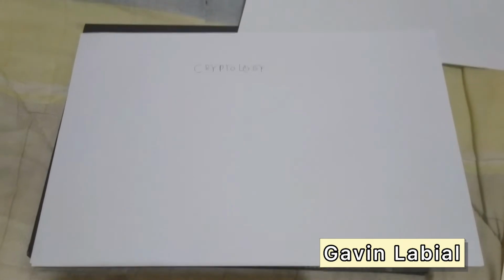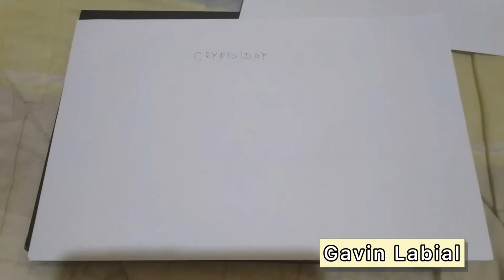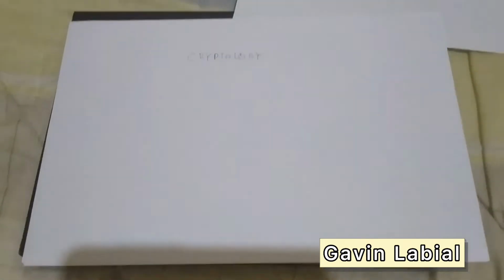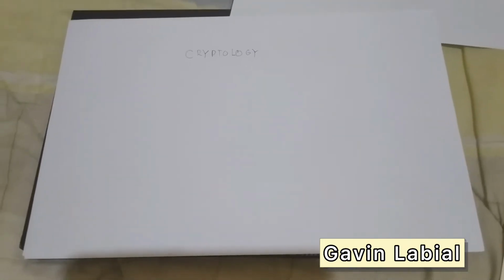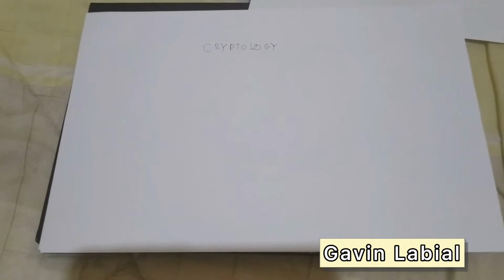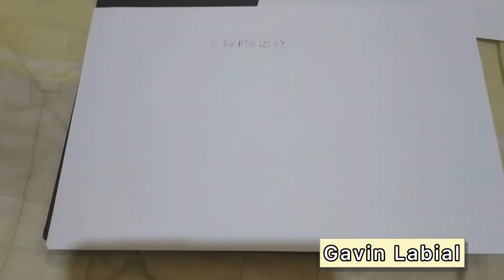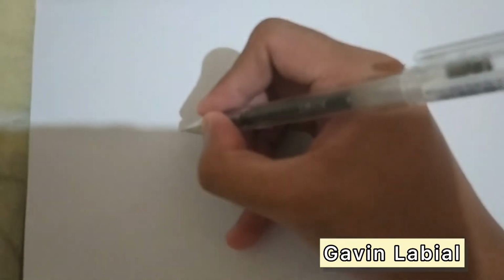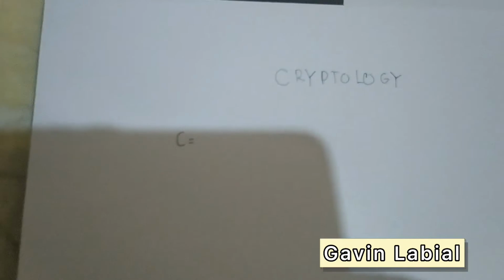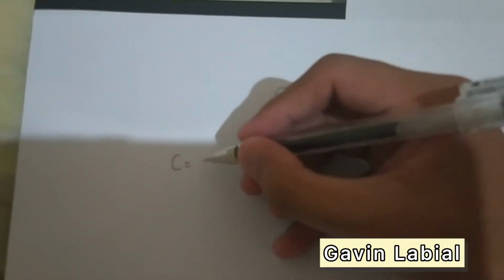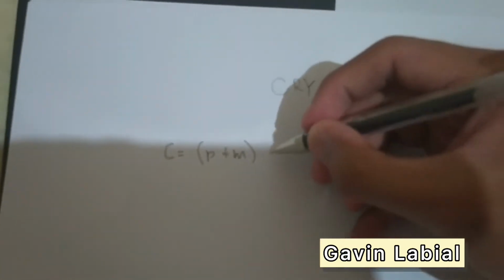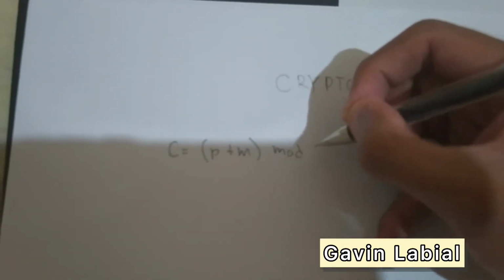So let's discuss cryptology. Cryptology is the study of codes or the art of writing and solving them. So in cryptology, there are words that are encrypted and decrypted. In order to encrypt a certain letter, this is the solution: C equals P plus M modulo 26.